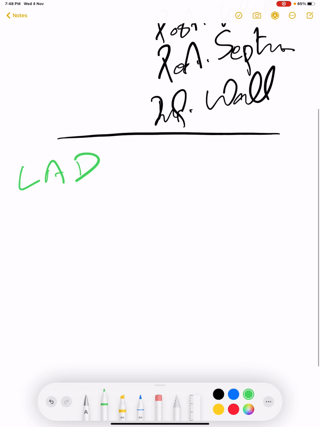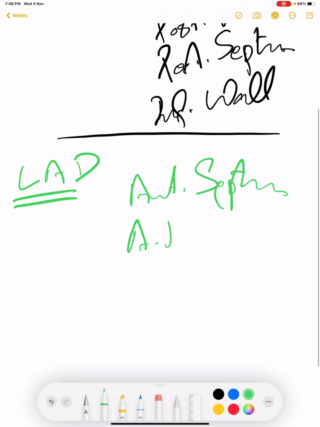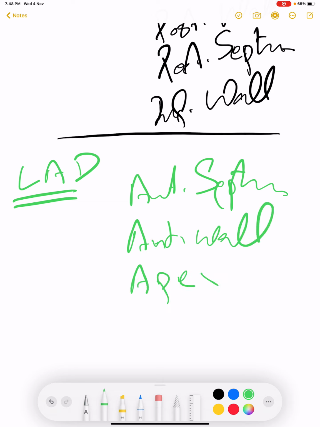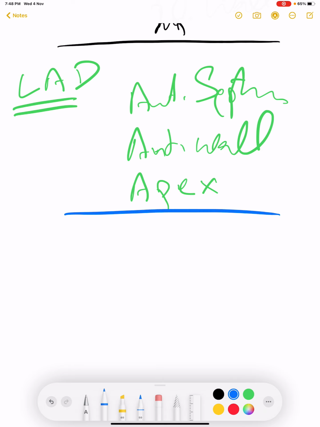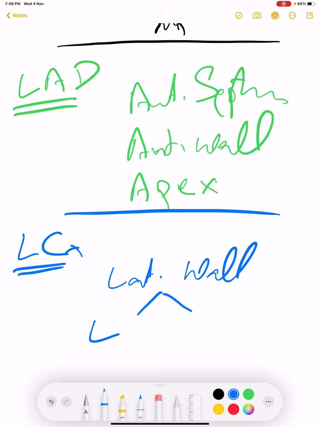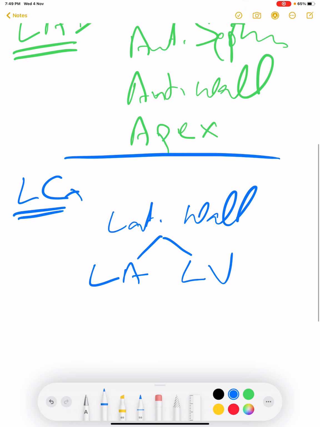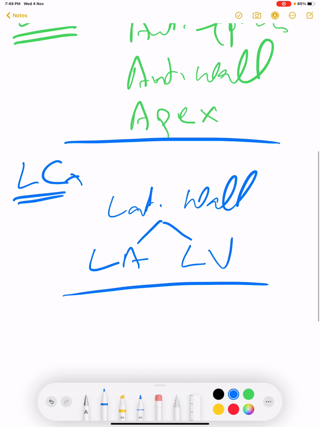Then the left anterior descending supplies the anterior septum, anterior wall, and apex of the heart. And the last one, the left circumflex artery, supplies the lateral wall, which includes the left atrium and left ventricle. That's it.